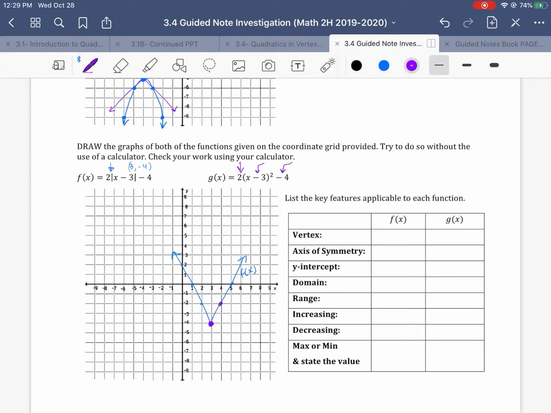Again, if you need to graph this on the calculator, that's fine too. 1, 2, 3, 4, 5, 6, 7, 8. So we're here, and we just make sure that it is symmetric here, and we do our best to draw a U shape.